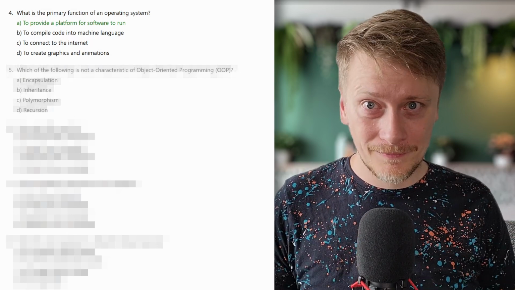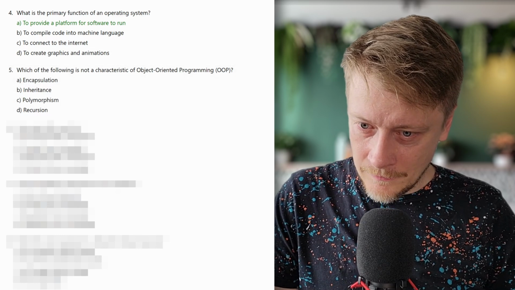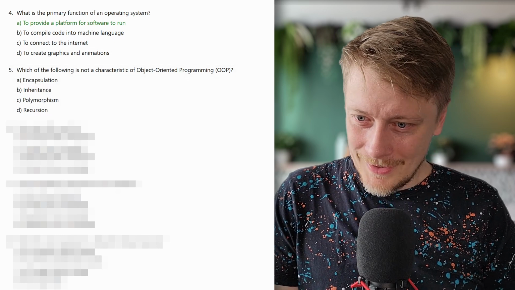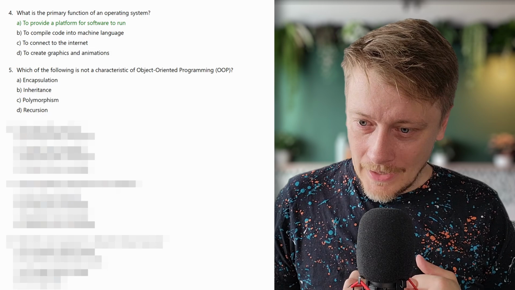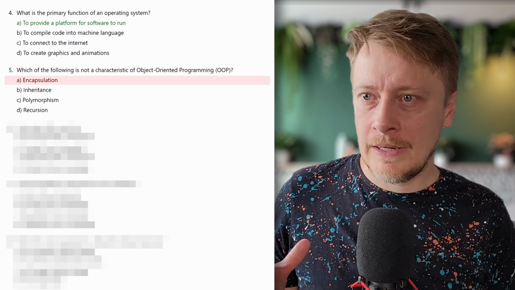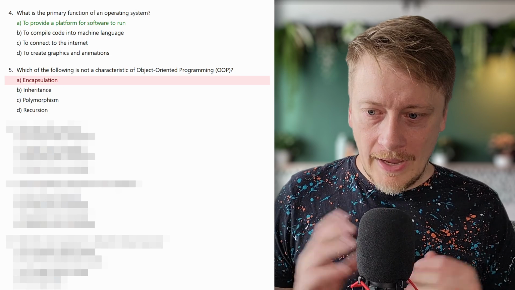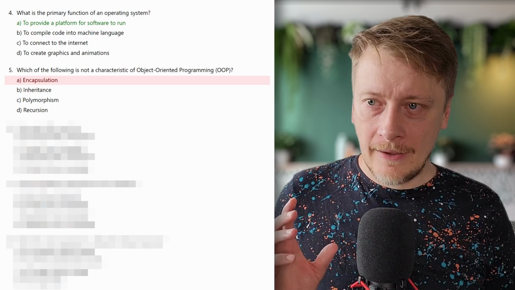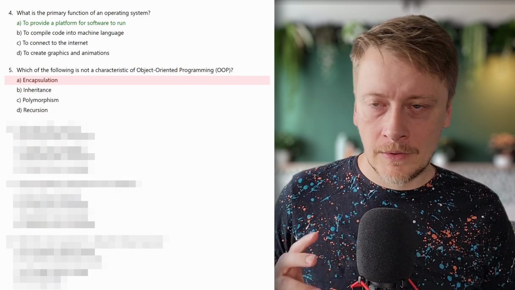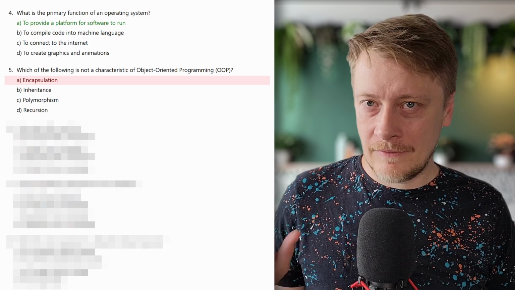Which of the following is not a characteristic of object-oriented programming? Well, this is a very common question. Encapsulation means that the data are hidden from the programmer. Everything is sort of locked up, and if you want to change anything, if you want to alter things, you need specific methods for that.